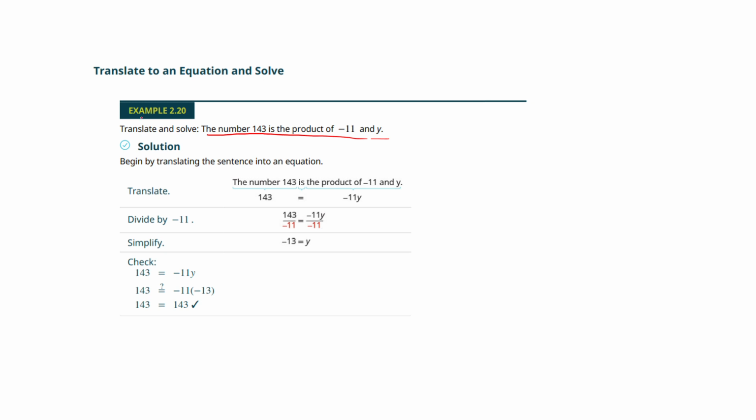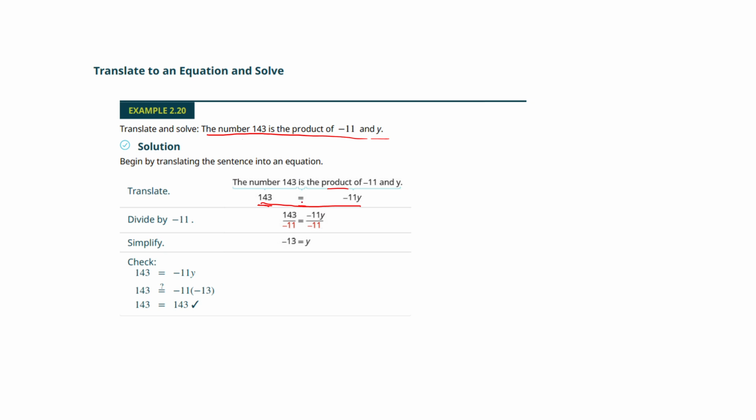So it turns out here, we've got the number 143. I'm going to translate that. That's 143. Now "is", in math language, is an equal sign. And we have the product of negative 11 and y. Well, product means multiplication. So I'm multiplying together these two numbers. And I get this equation. So one step at a time I created this.